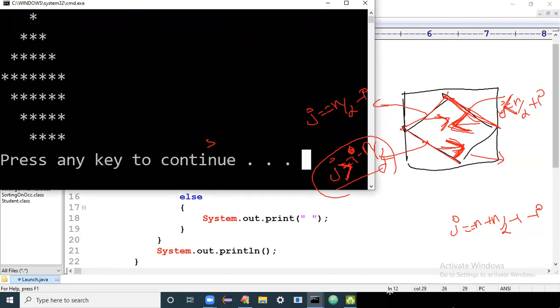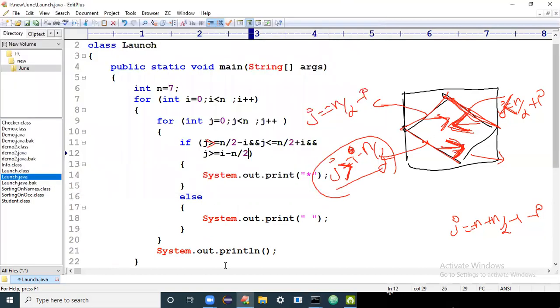Yes, we got that cutted part. Yes, we have got the cutted part. Next, I want to cut one more thing, right? So what's the last line equation? So this is that last line equation.